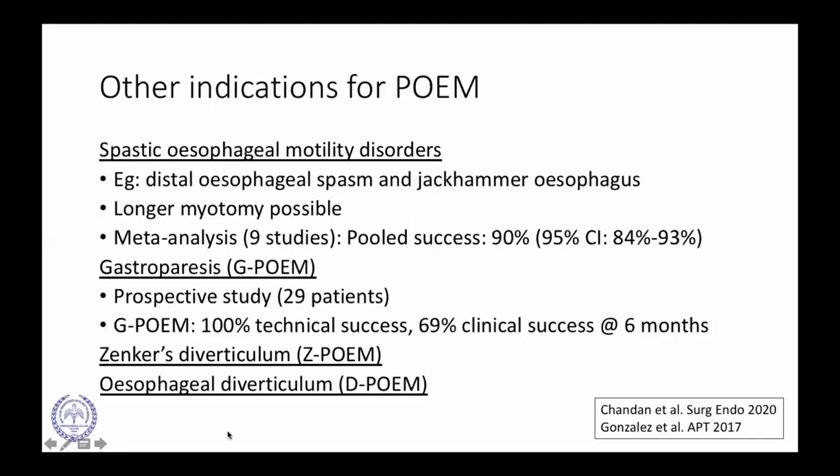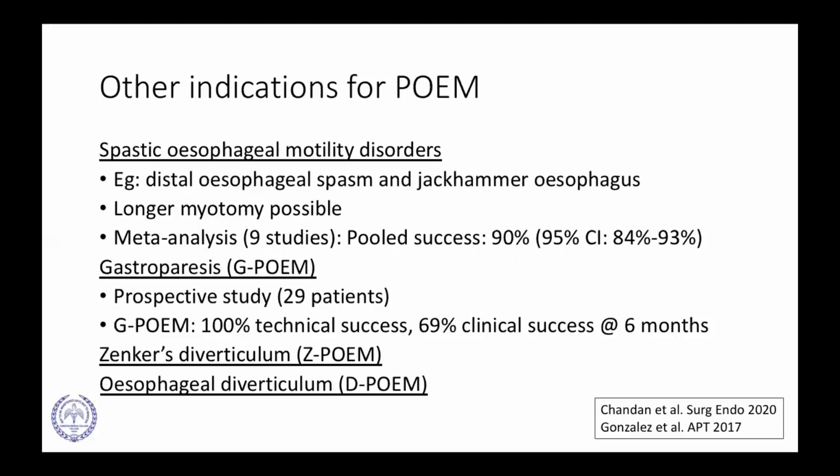The other indications for POEM would include various spastic motility disorders of the esophagus, which include distal esophageal spasm, jackhammer esophagus. In these situations, we would do a longer myotomy. A meta-analysis has shown that the pooled success is about 90%.